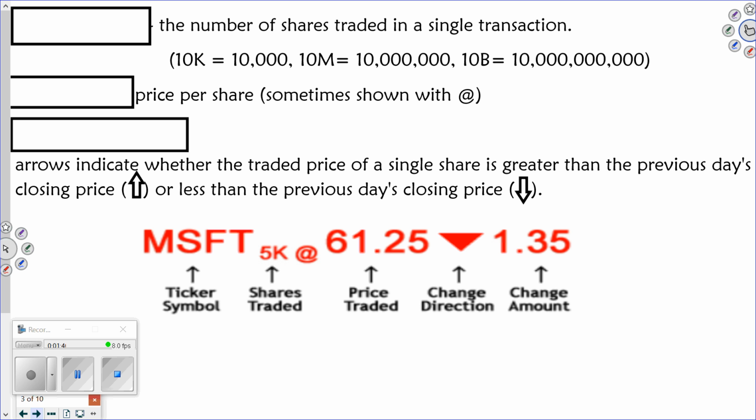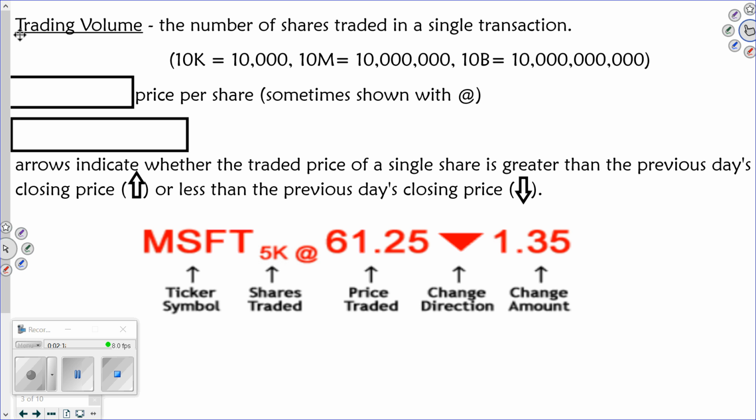All right, the number of shares traded in a single transaction is your trading volume. With a ticker symbol, they try to abbreviate things as much as possible so it can be condensed. If you look down here, shares traded, that's their volume, it says 5K. What does 5K mean? That's 5,000 shares. So 10K is 10,000, 10M would be 10 million, 10B is 10 billion. I put those up there so you have a reference for how many zeros are in the number, because you're going to have to do some conversions a little later.